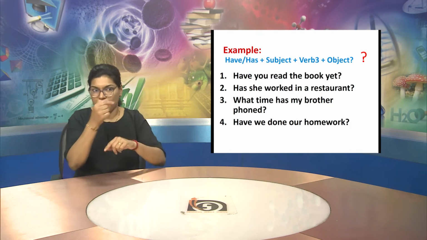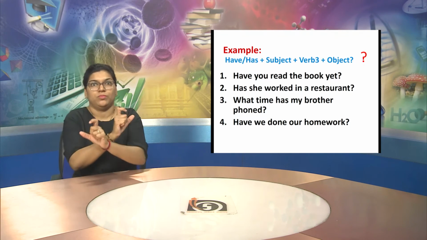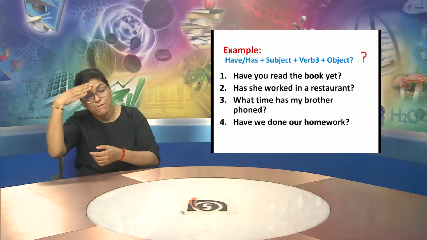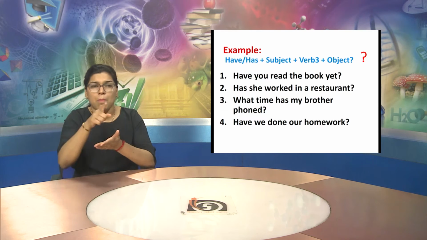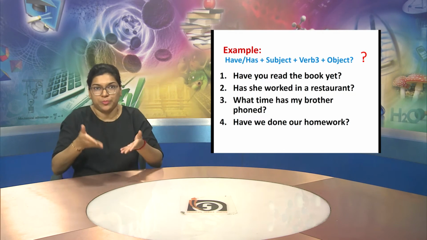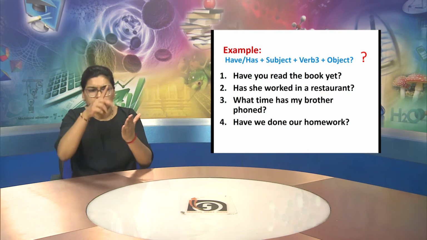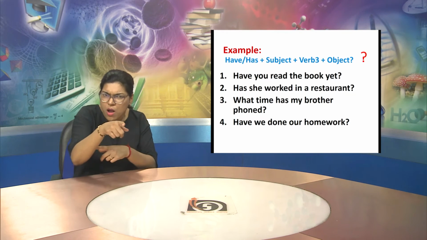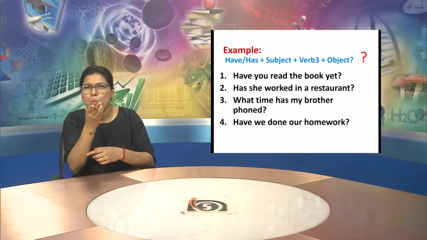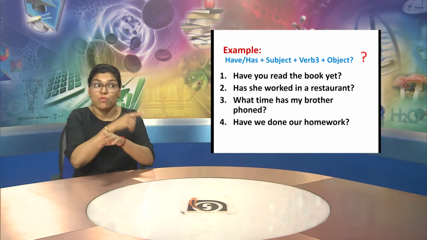Now, these are the interrogative sentences, or you can say question statements. In this, there is some difference in the syntax, because these are question sentences. So, some rules you need to remember. We will do examples first. The first example is, have you read the book yet? The second example explains, has she worked in a restaurant?